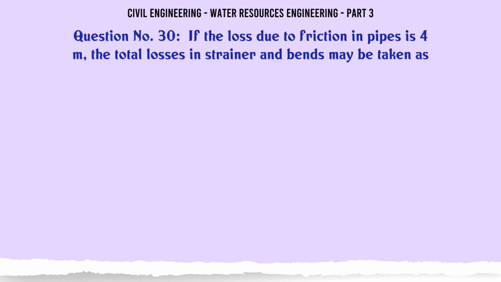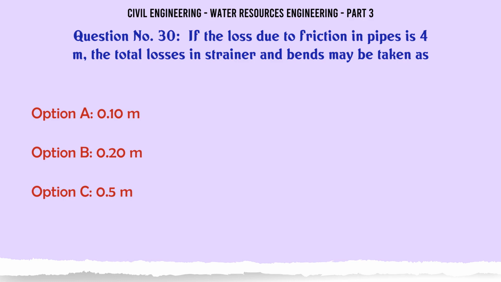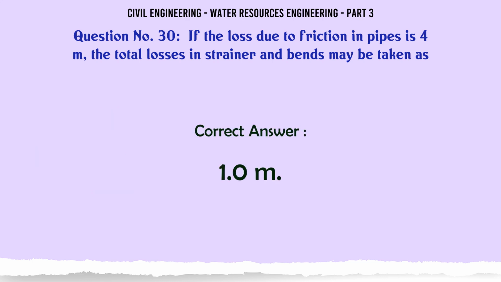If the loss due to friction in pipes is 4 m, the total losses in strainer and bends may be taken as A. 0.10 m, B. 0.20 m, C. 0.5 m, D. 1.0 m. The correct answer is 1.0 m.